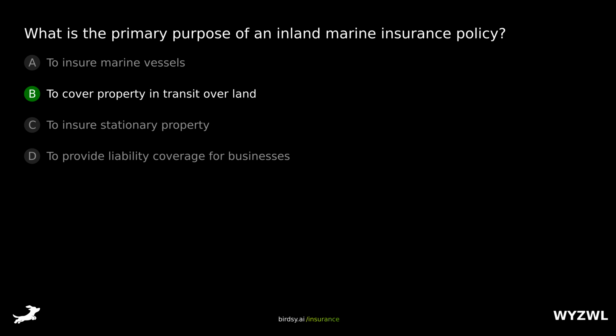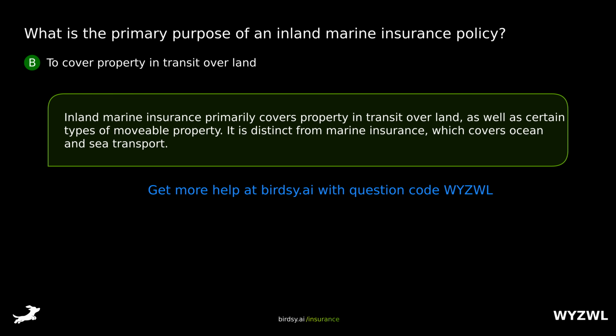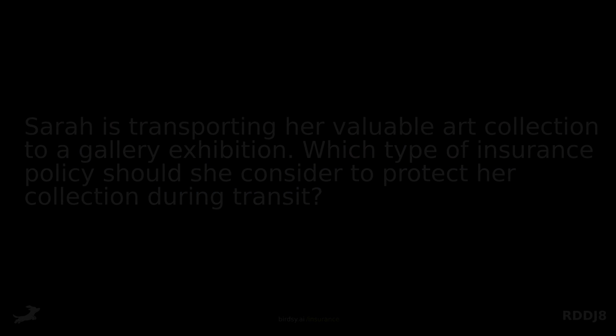The answer is B, to cover property in transit over land. Inland marine insurance primarily covers property in transit over land, as well as certain types of movable property. It is distinct from marine insurance, which covers ocean and sea transport.